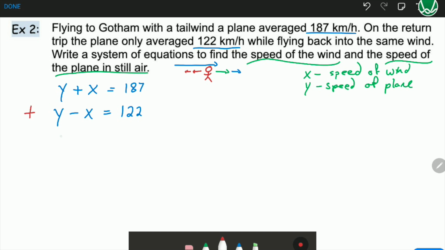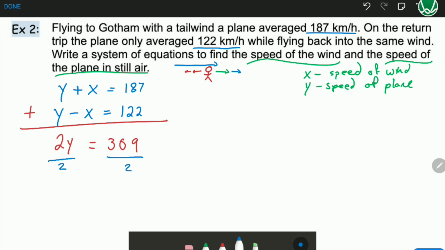So I'm just going to go ahead and add my two equations since I already have a positive x and negative x. So 1y plus 1y is 2y. The x's will cancel. And then that's equal to 309, it looks like. Yep, 309. And then we'll divide both sides by 2 to get y by itself.